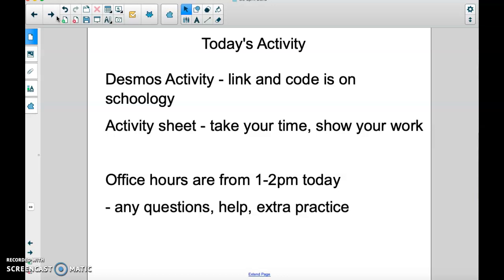Office hours are from 1 to 2 today if you have any questions, right? If you looked at some of those incorrect strategies and thought, wow, that is what I'm doing, but I don't get why it's wrong, come for help. If you need help on today's work, come for help. If you have a kind of low confidence right now in this and you just want some extra practice, come for help. Okay? I am here to help you.